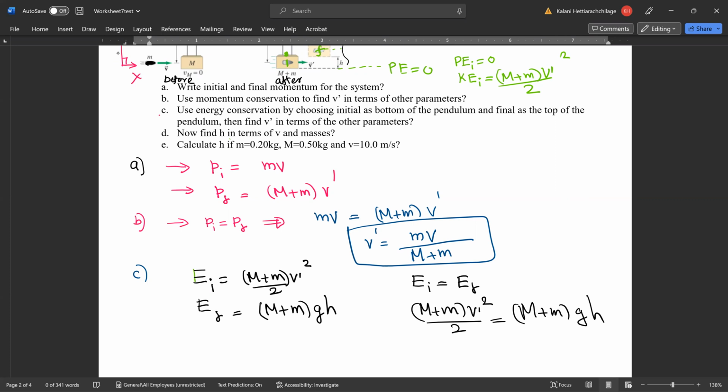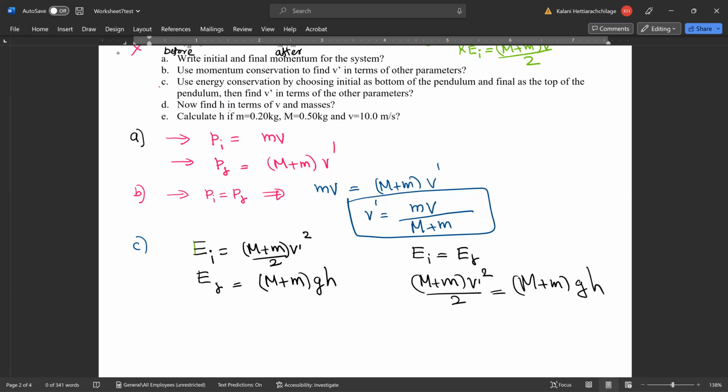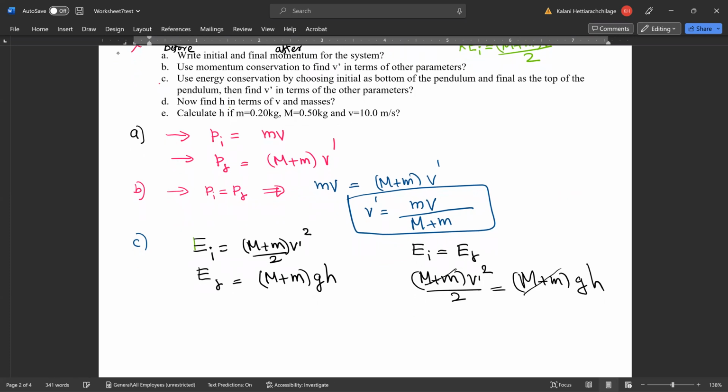Right? So now what the question is asking is to find V prime in terms of other parameters. So now you can see this part will cancel out, and V prime is equal to the square root of 2gh. Okay, so now that's the part that we have done for C.